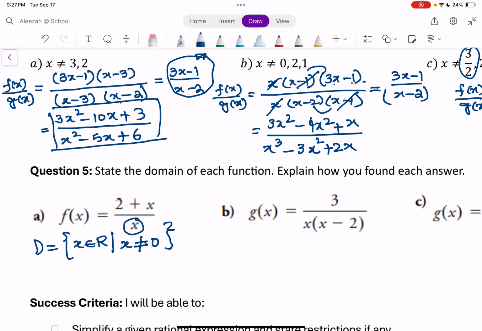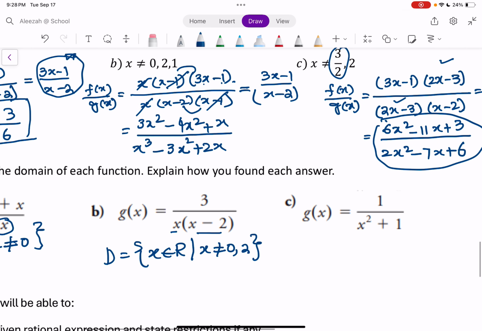So here basically I'm just writing the restriction, and x can be any number other than these numbers. So here I have x should not be 0 and x cannot be 2, right? So the domain will be x belongs to R, means x can be any number such that x is not equal to 0 and 2.